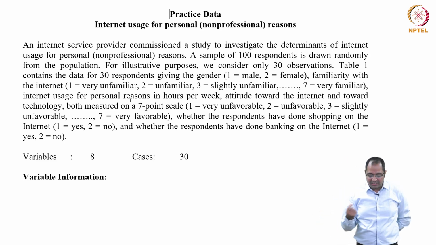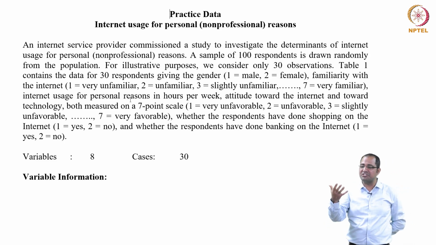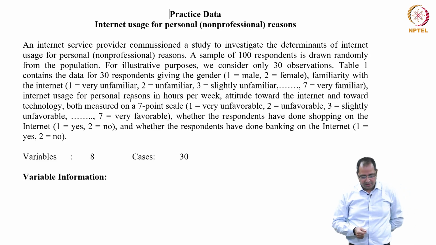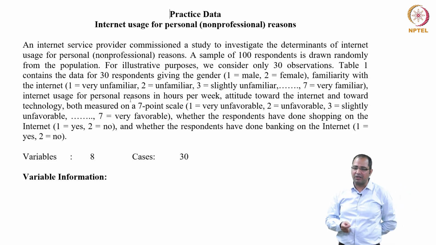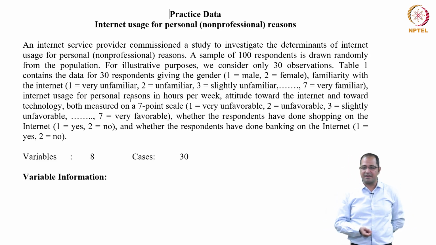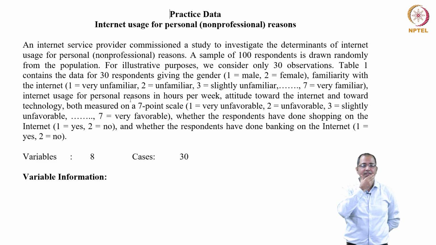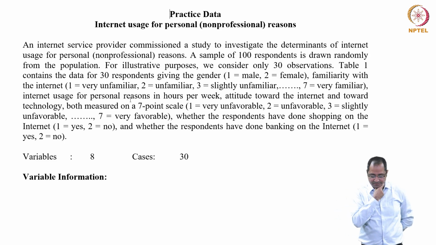A sample of 100 respondents is drawn randomly from the population, and for illustrative purposes only 30 samples are shown in the sheet number 2. Now table 1 contains the data for 30 respondents. What are the variables, can you tell me, that are written here? How many respondents are there? How many variables are there? 8. Just read how many variables are there.